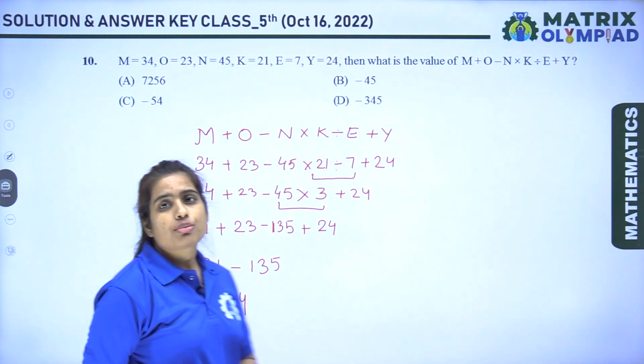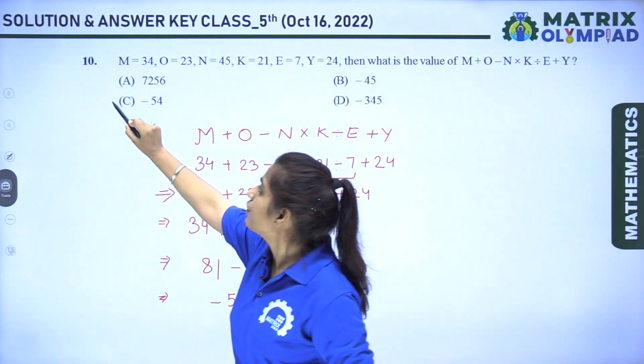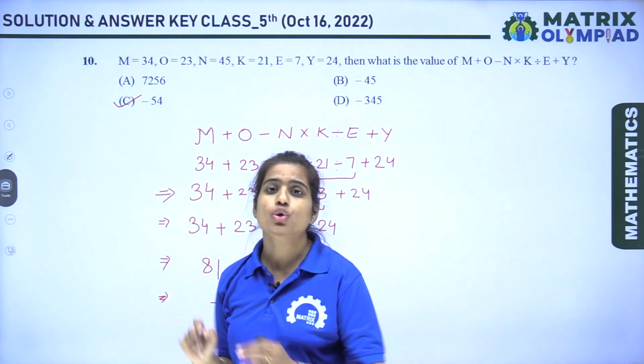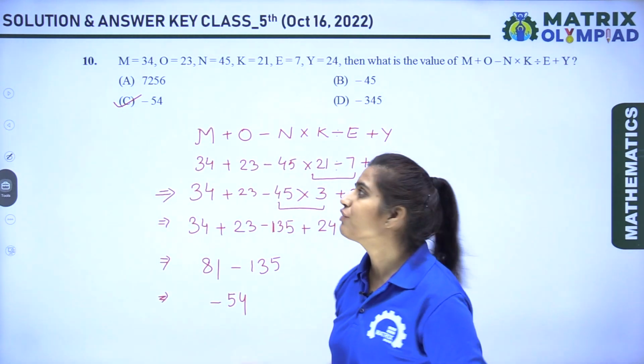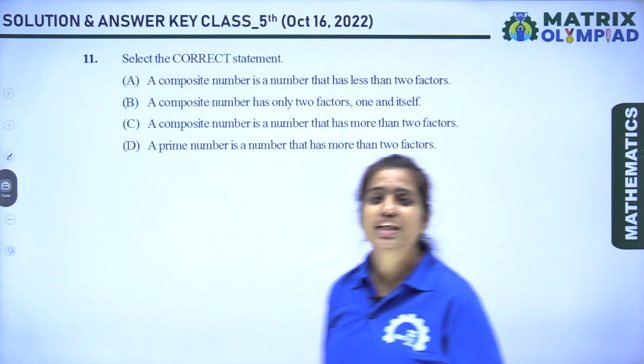So according to the options, let's see which option is the correct one. Here negative 54 is in option C. So option C is correct for the 10th question. Let's begin with the 11th question.